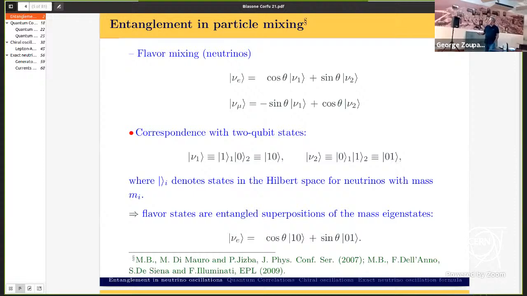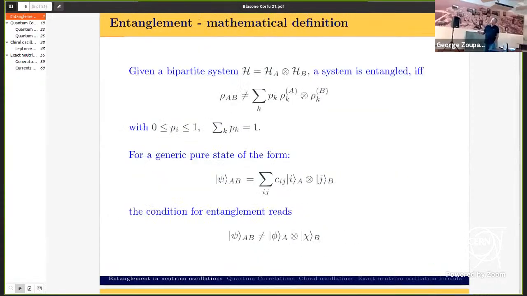Well, in the same years, the mathematical, why do we say this? Because I open the book and I find that when a state you cannot write in a factorized form, I find that this is an entangled state. Okay, that's the definition. For a general state, it can even be a convex combination of the states.